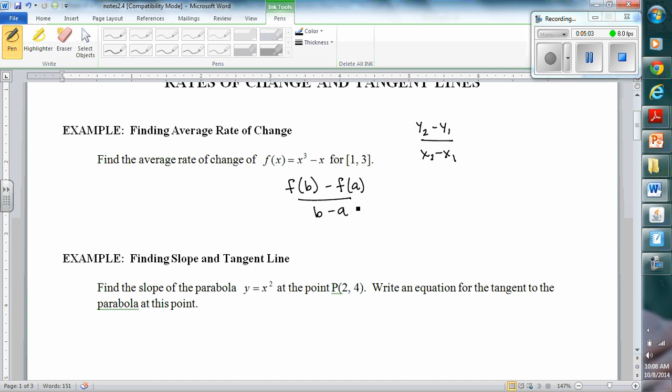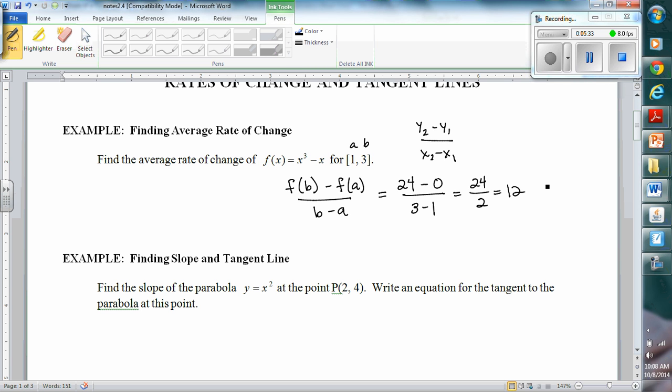We can just use that to find the average rate of change. And for something like this, it's not really that hard then. What's f of b? Plug it in. 3 cubed is 27 minus 3 is 24. f of a, plug in a. 1 cubed is 1 minus 1 is 0, over 3 minus 1, or 24 over 2 gets you 12.